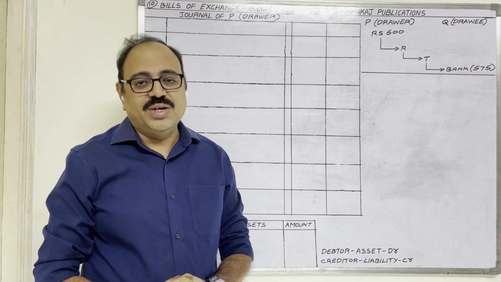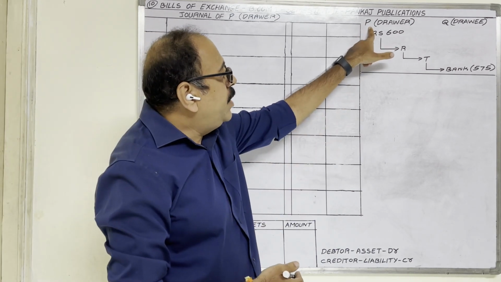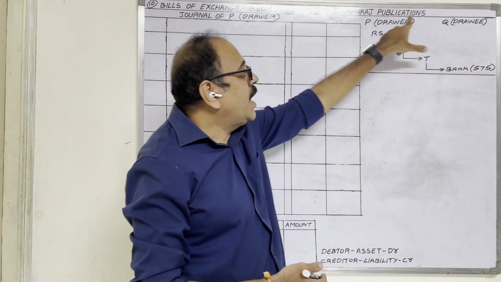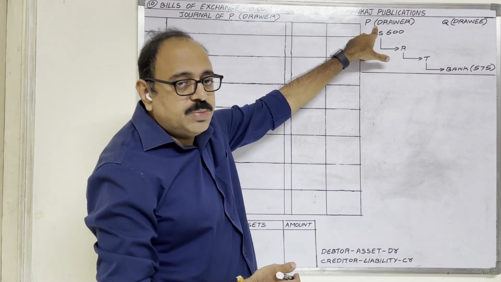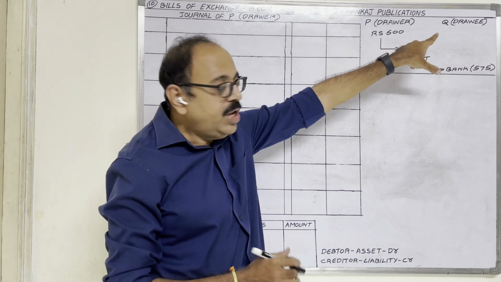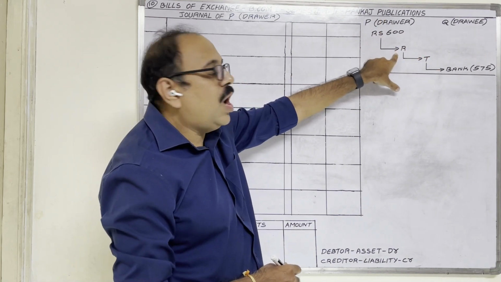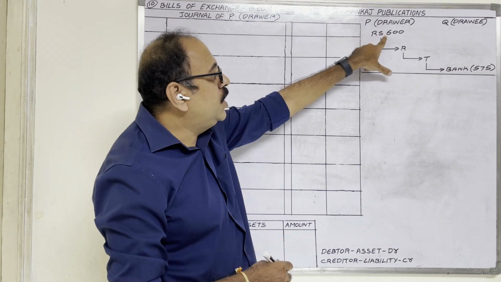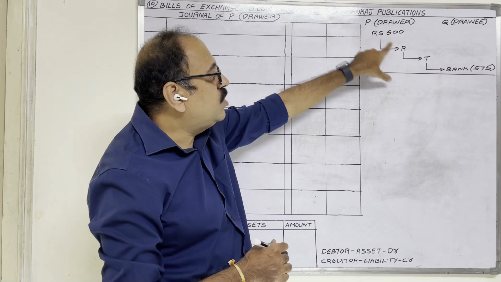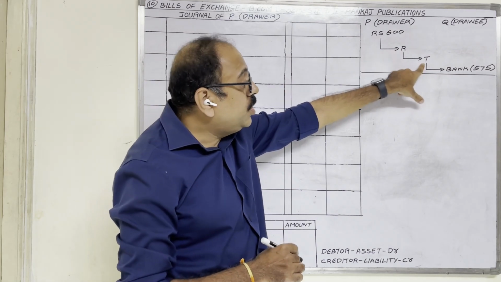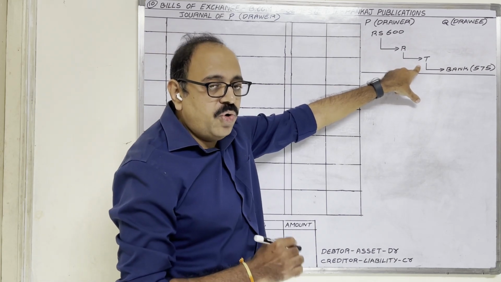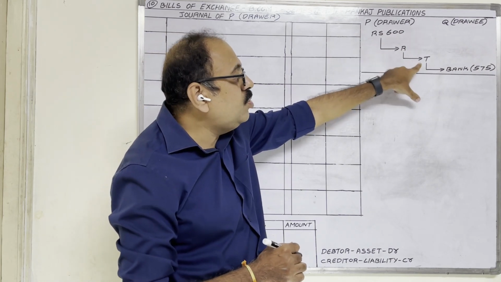Let us understand the question first. P prepared a bill for 600 rupees on Q and received acceptance from Q. So for this bill, P is called drawer, Q is called drawee. Dates are not available. P endorsed this bill to R. P has to pay 600 rupees to R, so in full settlement P is transferring this bill to R. R endorsed this bill to T because R has to pay 600 rupees to T. In full settlement, R has given this bill to T.